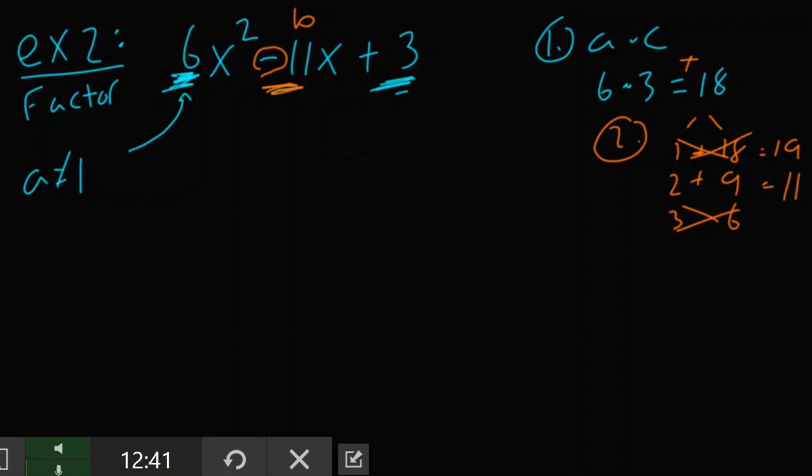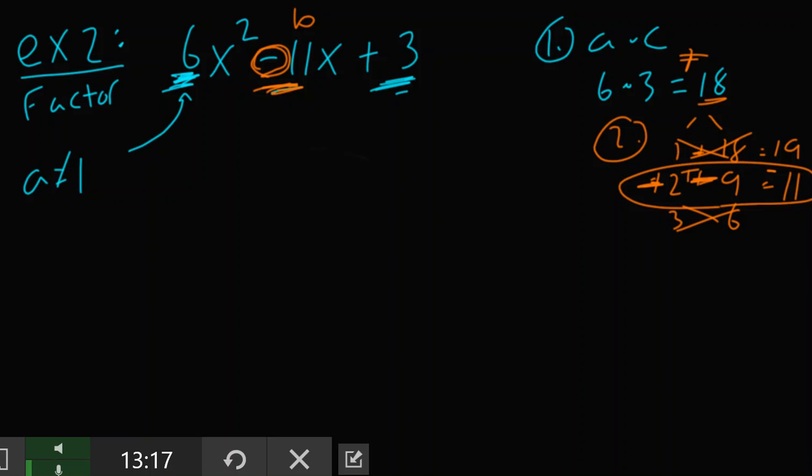Now notice something. Since the 11 is negative and our 18 is positive, well, a positive times a positive is a positive, but so is a negative times a negative. So really, a negative times a negative is a positive, but a negative plus a negative is a negative. So guys, this just goes back to basic rules of arithmetic. So we know that negative 2 plus negative 9 is negative 11. Those were the two numbers we were searching for.